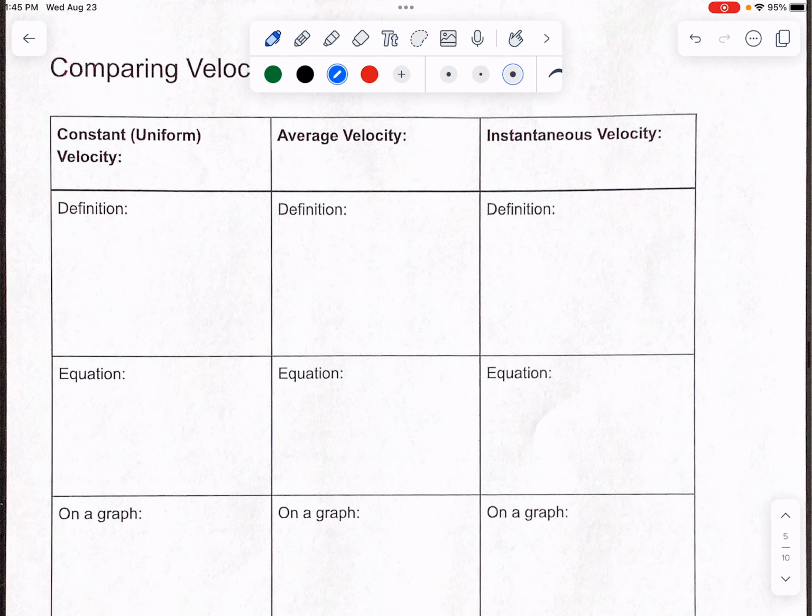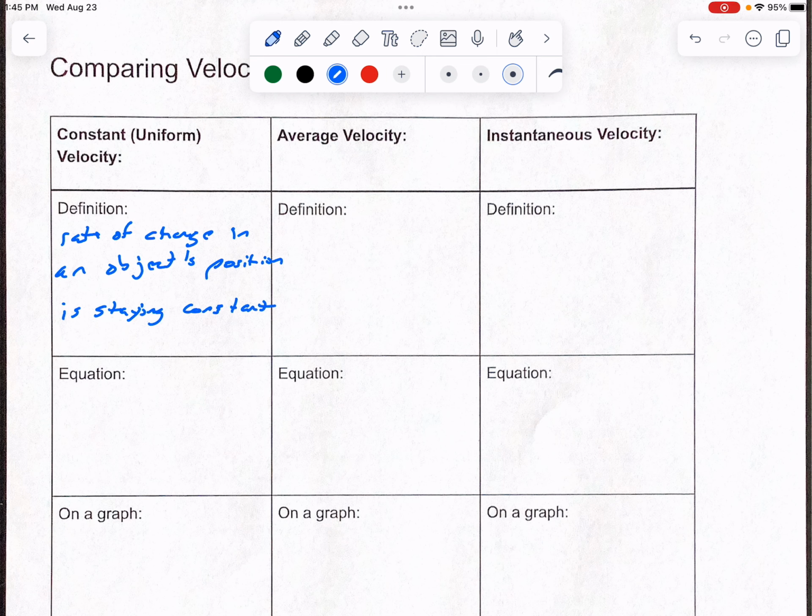That one, we're going to do a little bit of a review of your different types of velocities, and that will finish up this video. Okay, so constant uniform velocity, that means we're not changing. So the rate of change in an object's position is staying constant. So what that basically means is if you're covering, like, let's just say a displacement of 5 meters every second, if you're covering the same 5 meters every second, that would be constant velocity.